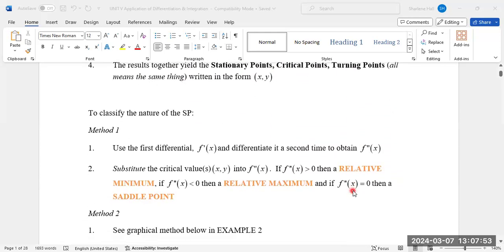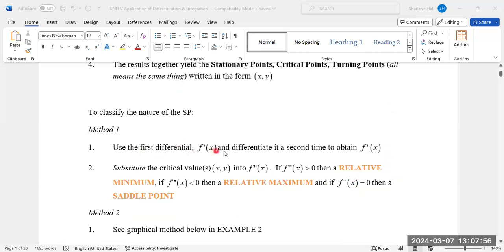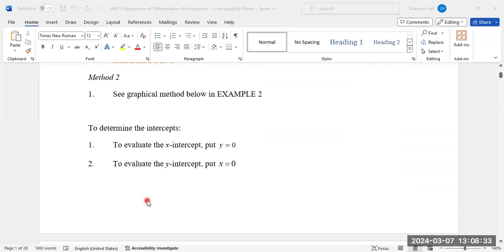To classify the stationary points, we're going to use the derivative f dash of x and differentiate it a second time to obtain f double dash of x. We're going to substitute the critical values, x, into the second derivative. And if the second derivative is greater than 0, then we have a relative minimum. If it is less than 0, then we have a relative maximum. And then if it is equal to 0, we have a saddle point. Anybody remember those? Yes, sir. Okay. And now, we're not looking at the second method yet.